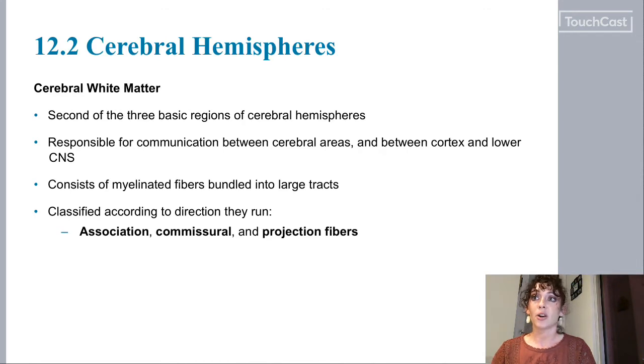So when we talk about our cerebral white matter, this is the second of those three basic regions of our cerebral hemisphere. These are responsible for communication between cerebral areas, and between our cortex and the lower central nervous system. This consists of myelinated fibers that are bundled into very large tracts. We know myelin means it is going to send information very quickly. It's got enough cushioning and lubrication to push those messages really fast. They are classified according to the direction in which they run. So we have association tracts, commissural tracts, and projection fibers.